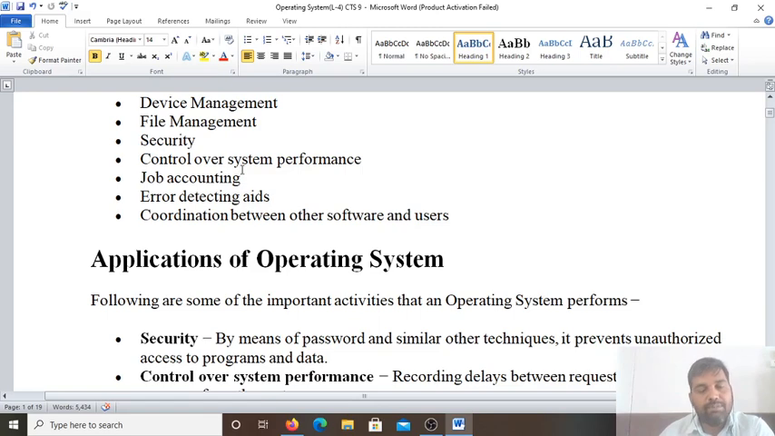Third is protecting against malicious access to system memory. If any software you are installing contains a virus, it will prevent it. Like Windows 10 has Windows Defender, which will prevent it and give a pop-up message that this file is a corrupt file, it contains a virus, so don't install it.